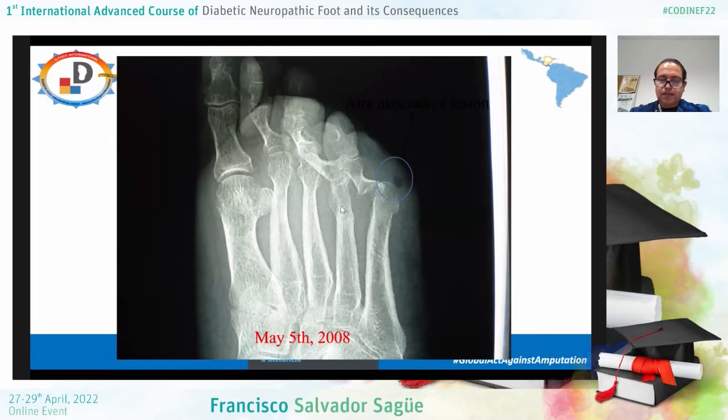In this slide, a cortical intactness is observed, but there is gas in the subcutaneous cell. Proof that many osteomyelitis are sustained by anaerobes.